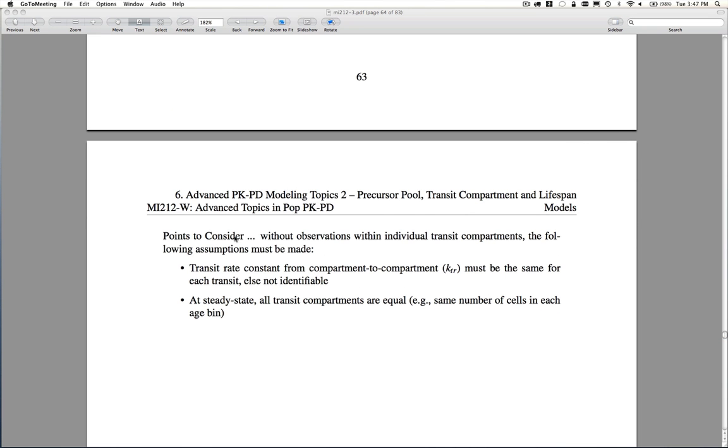Okay, so a few points to consider for the transit compartment models. Without observations within the individual transit compartments, which we very rarely would have, unless maybe this was more of a cascade system where we would have observations of potentially the different signaling cytokines as you move through the cascade, we don't typically have observations within those individual compartments. And so, as we mentioned before, that K-transit must be set the same for each transit between the compartments, otherwise it's not identifiable.